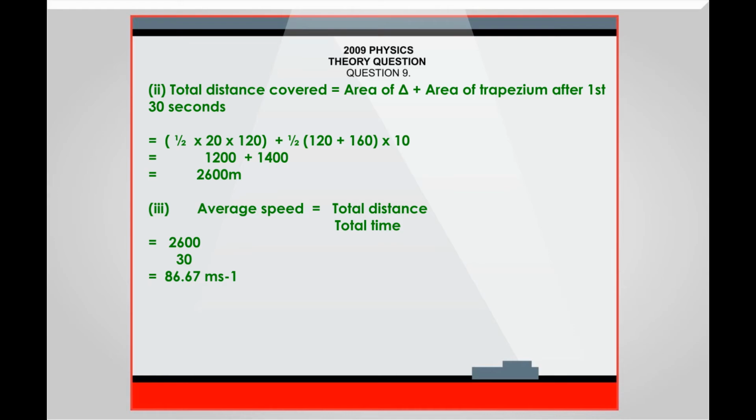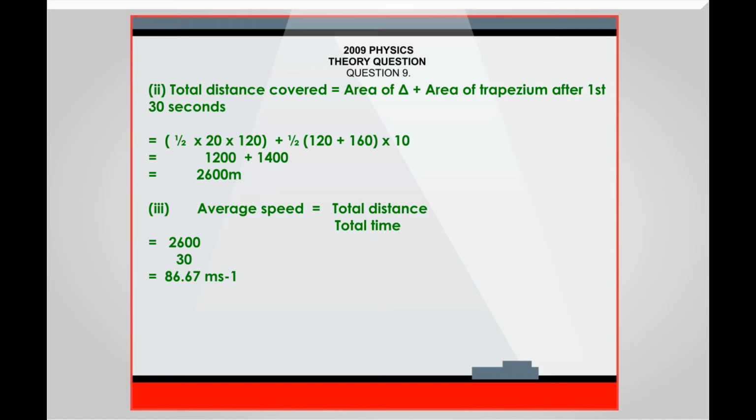II. Total distance covered equals area of triangle plus area of trapezium after first 30 seconds, which equals half times 20 times 120 plus half times (120 plus 160) times 10, equals 1,200 plus 1,400 equals 2,600 meters.